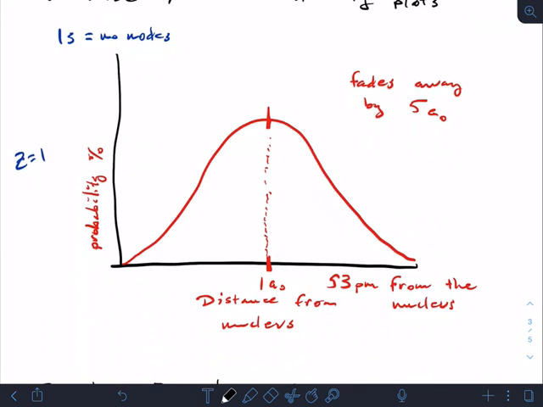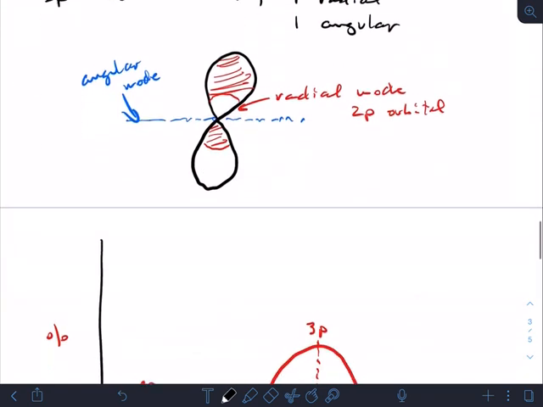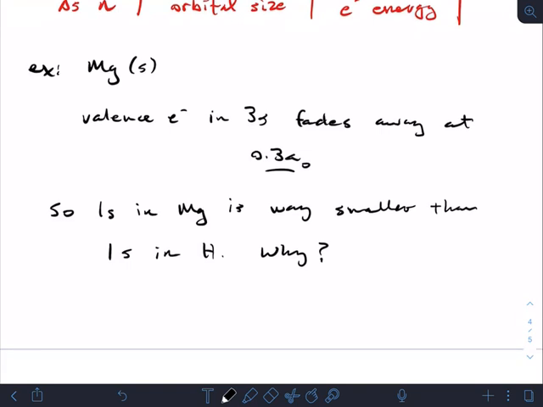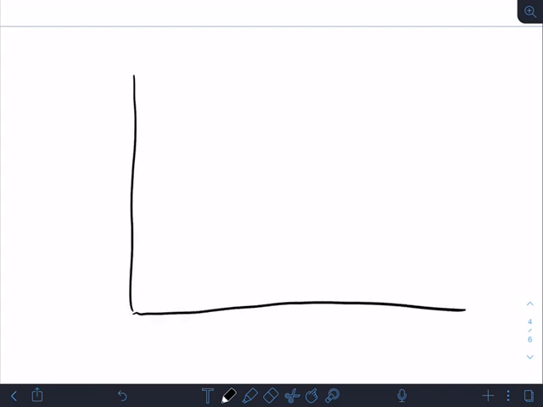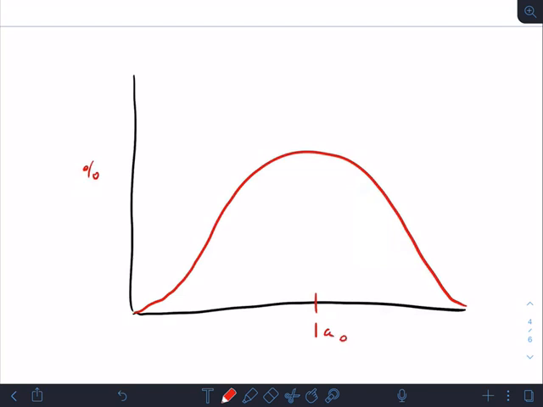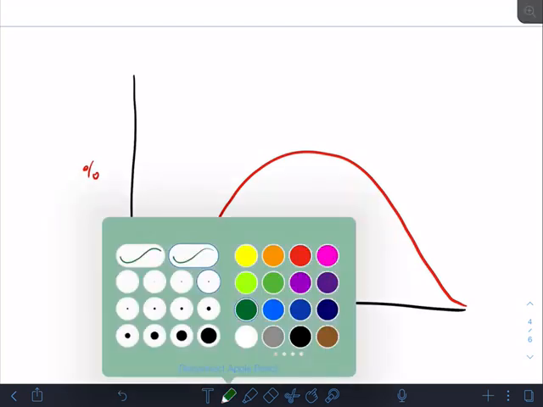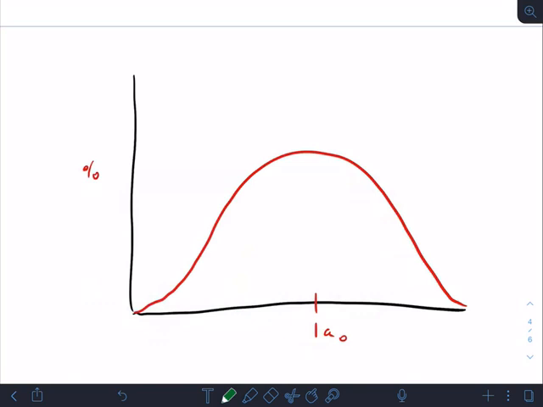Why would that be? All right, so let's come back and take a look at what our hydrogen looks like. Our hydrogen, its 1s is at 53 picometers, or 1 atomic radii, right? But looking at magnesium, they figured out that its 3s fades away at 0.3 atomic radii. When we draw our radial density plot for that, and I put both of them on there, our percentage, and what we're going to get is that our hydrogen looks like this, right? And that is 1 atomic radii.